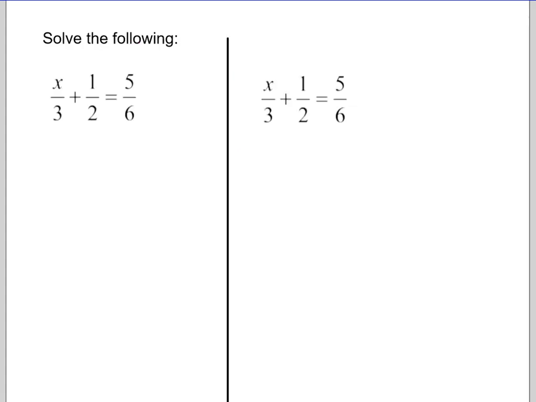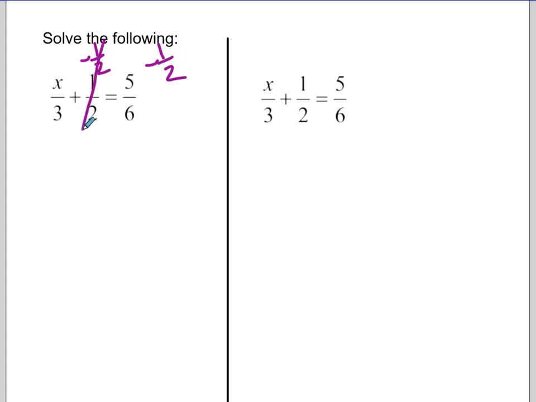Here we go. So we have the same fraction problem twice. I'm going to show you two ways. The first method is going to be the one that's going to be a little bit uncomfortable for you. The second method, hopefully you'll see how slick and fast it is, and it's my preferred method. So if we look at this question here on the left-hand side, I'm going to use all of my same strategies. I want to get the x by itself, so I'm going to subtract a half from both sides.